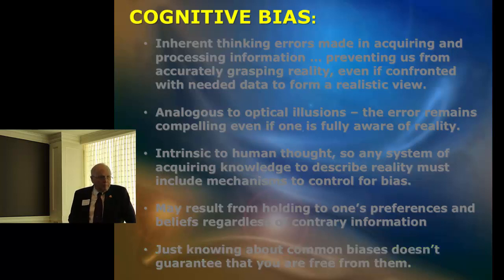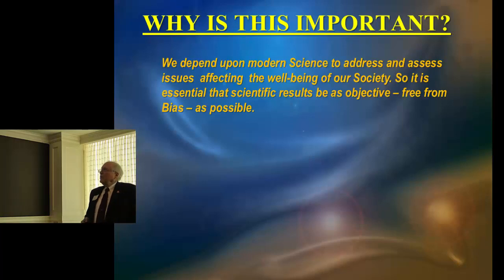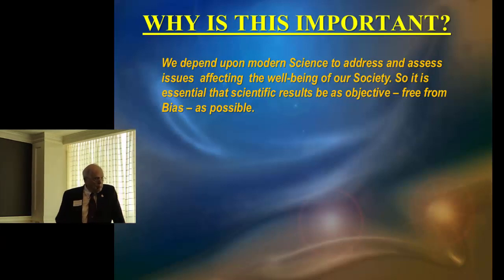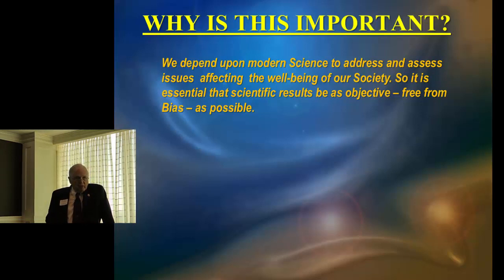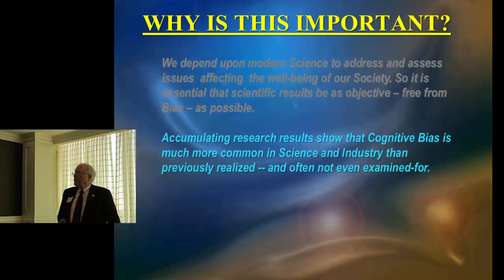So why is this important? Well, we depend on modern science to address and to assess the issues that affect the well-being of our society. So it's essential that scientific results be as objective, as free from bias as possible. Good science, good policy. Unfortunately, accumulating research is showing that cognitive bias is much more common in science and industry than previously realized, and often not even examined for.